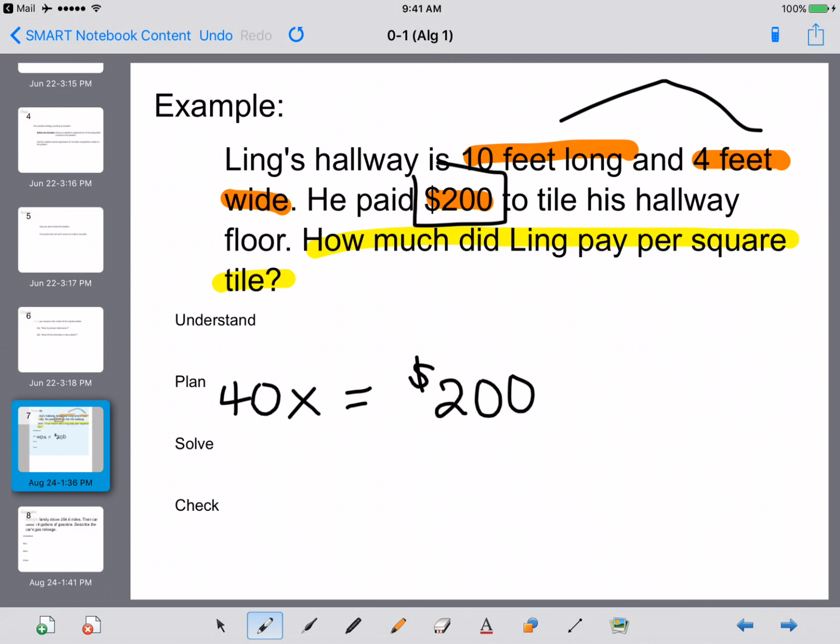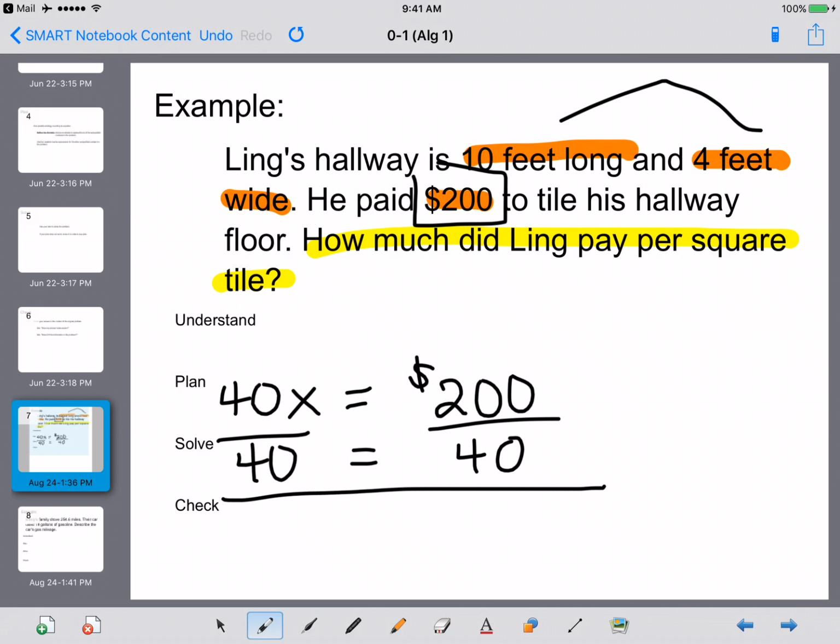Now we're going to solve. We want to get our variable all by itself. So we're going to do the opposite of whatever the function is. We're going to do PEMDAS backwards. So 40x, we are going to divide by the coefficient. Is that something that you remember? Because it should be what you do to one side, you do to the other. Those numbers cancel each other out, and we get x equals 5.